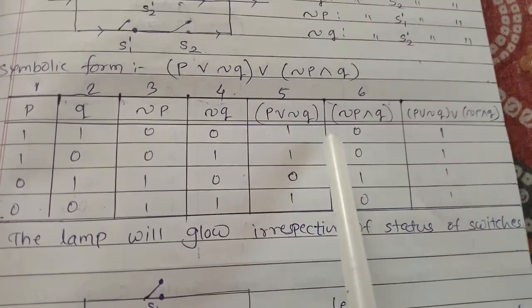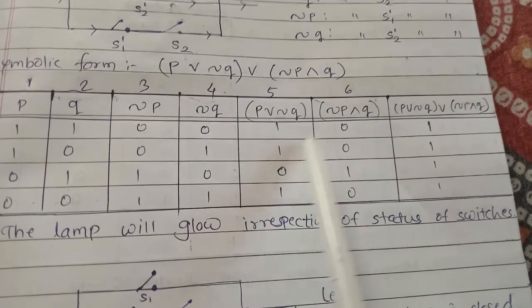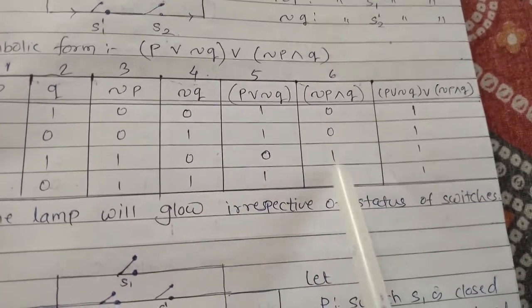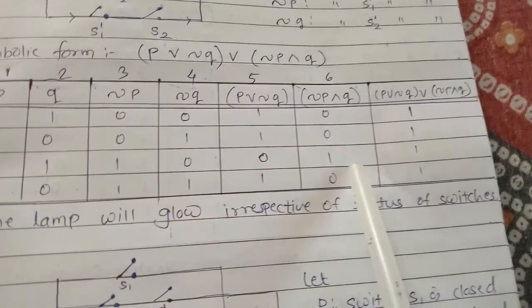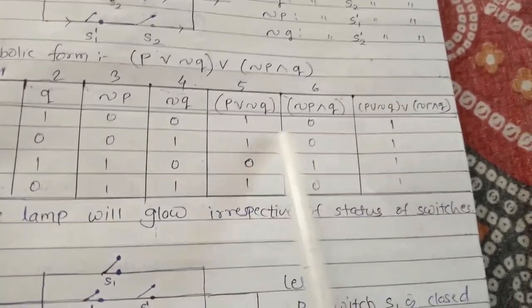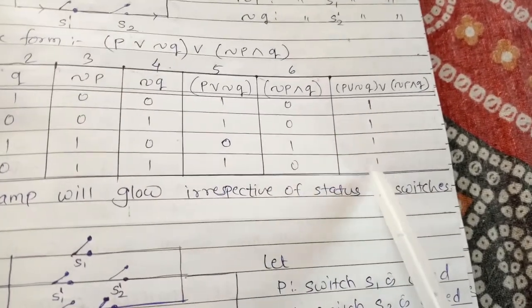And last one we have to take the disjunction between these two. So between 5 and 6 we have to take the disjunction. So the rule for the disjunction, if both the statements are false, that is 0 0, then it is 0, otherwise it is true. So no false statements are there, so here we write that is 1 1 1 1.